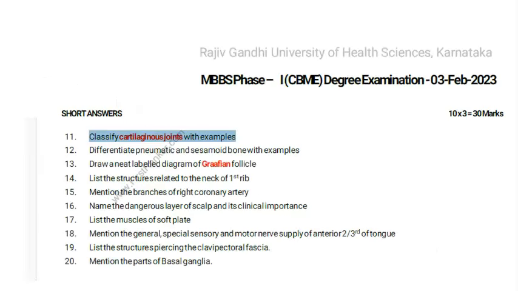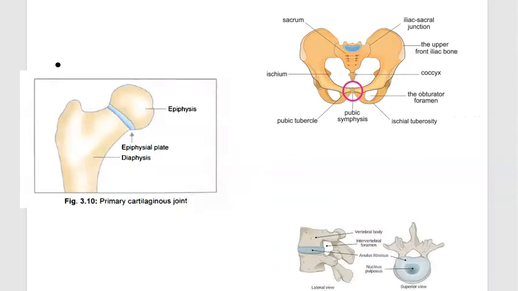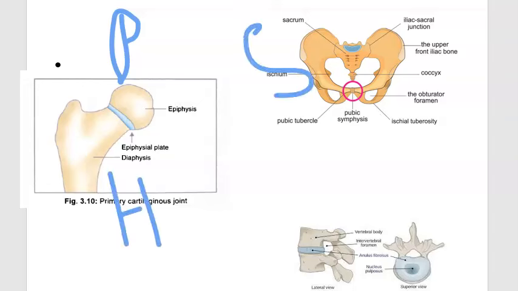We already told you there are two types, primary and secondary. Look at this: here you have primary and here you have secondary. What do you mean by primary? Primary means they mainly have hyaline cartilage. You can see here between the epiphysis and the diaphysis, in the metaphyseal growth plate, you have the hyaline cartilage. So this is a primary cartilaginous joint. This is immovable.